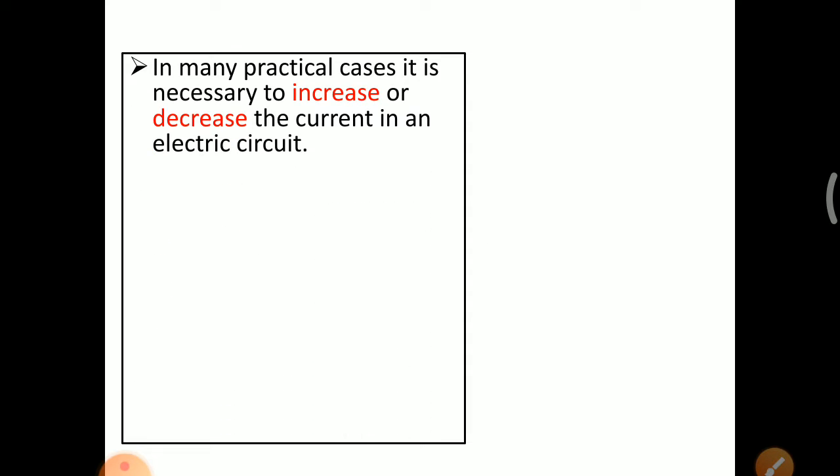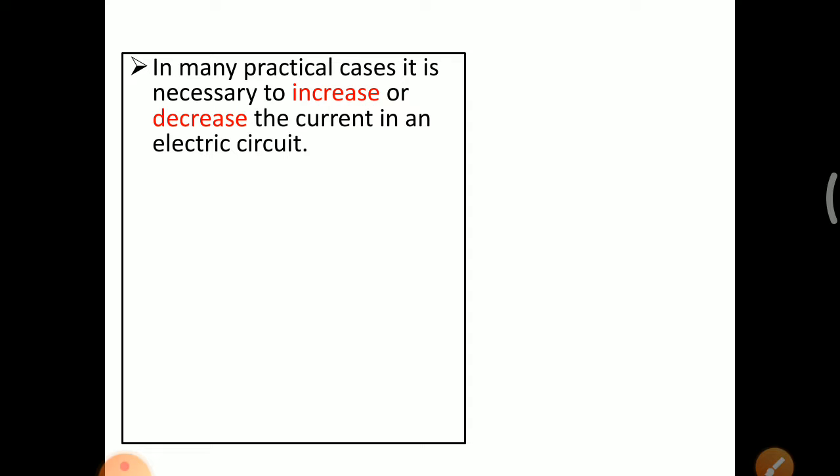In many practical cases, it is necessary to increase or decrease the current in an electric circuit. So when we are doing the practical experiment, we have to increase or decrease the current in the circuit. How will I increase or decrease the current in the circuit? From Ohm's law, we know that the potential is directly proportional to I. So when we change the voltage, the I value also changes.